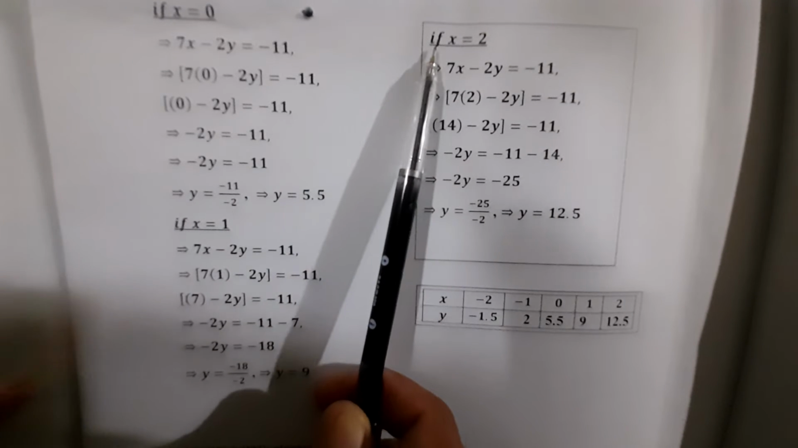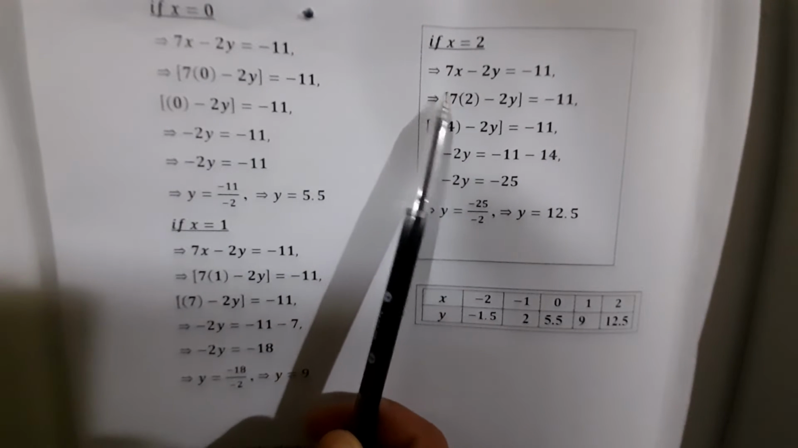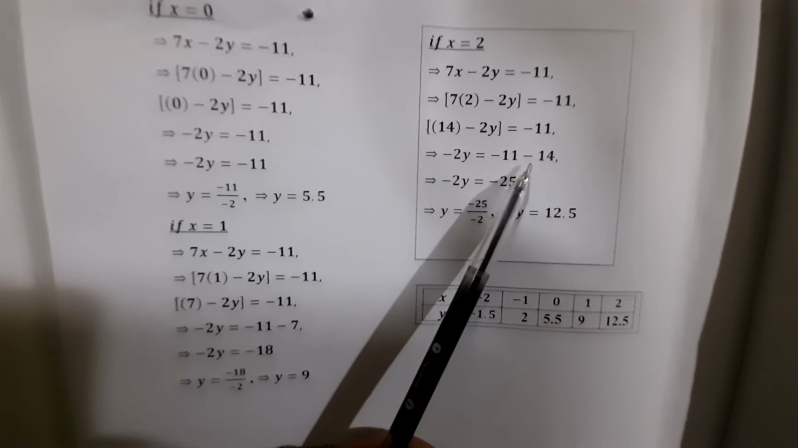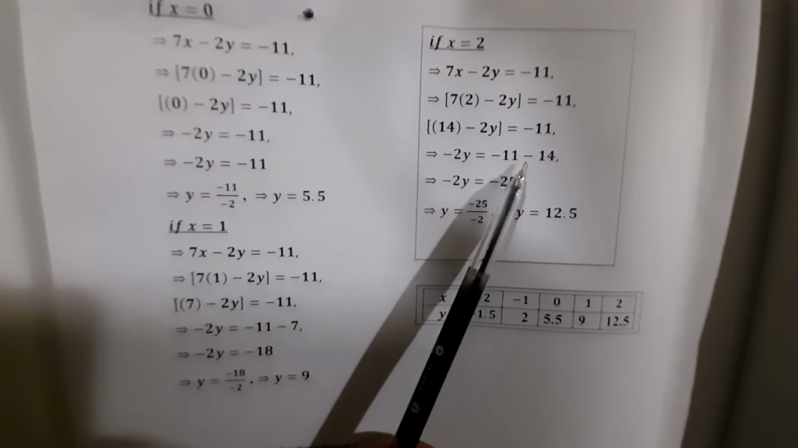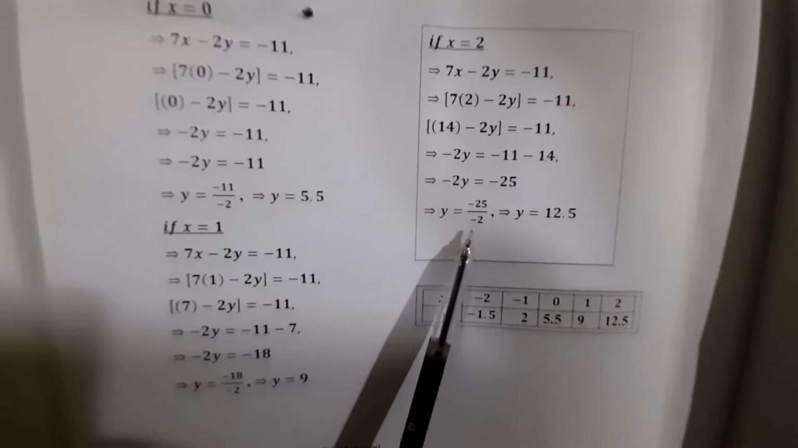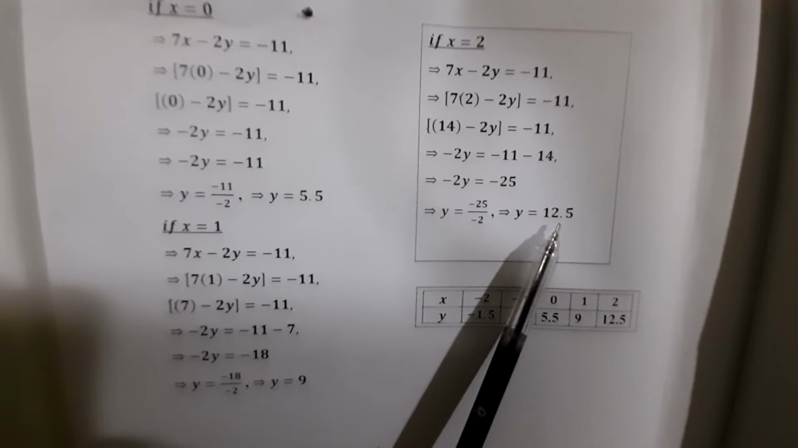y is equal to 9. If x is equal to 2, 7 multiplied by 2 is 14, minus 2y is equal to minus 11. We will be taking 14 to the right hand side, it will become minus 14. So minus 2y is equal to minus 11 minus 14. So minus 2y is equal to minus 25. So y is equal to minus 25 by minus 2, y is equal to 12.5.